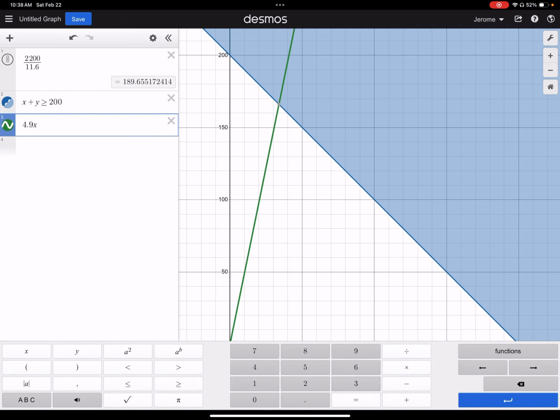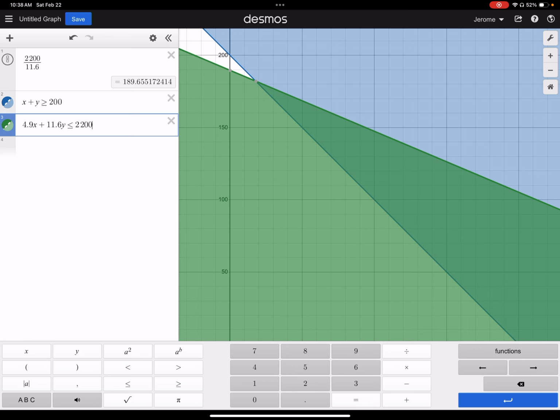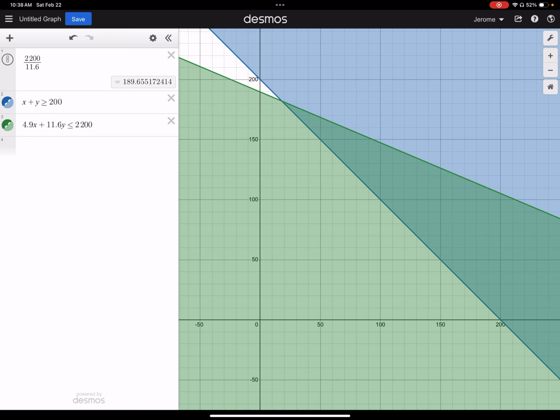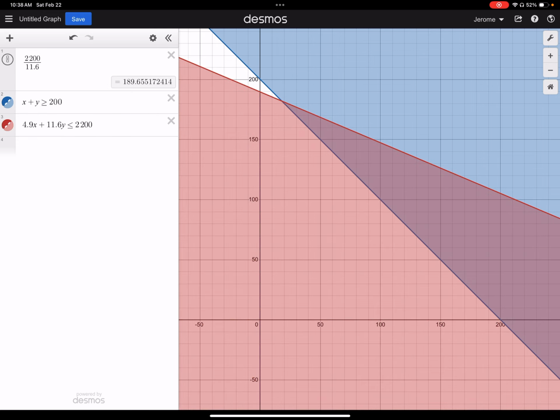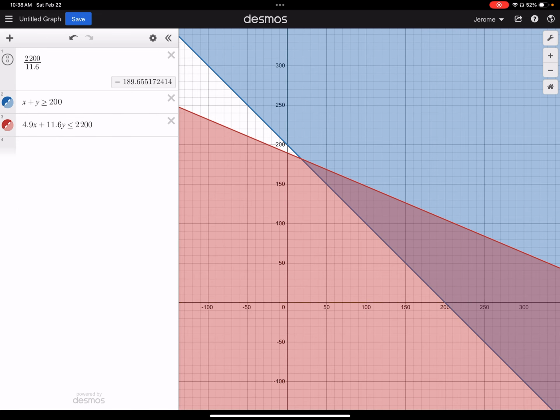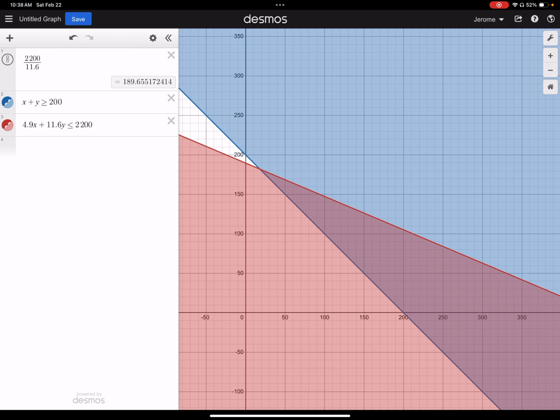And there we go. Let's throw that into decimals, graph it up with the other one, and see what happens. 4.9 x's plus 11.6 y's has to be less than or equal to 2200. There we go. And so our solution here is actually, let me change some colors here if I can. I think I can. So our solution is the purpley thing, the overlapping region. It's not just, say, the red stuff, not just, say, the blue stuff. It's where they overlap in the purple region.